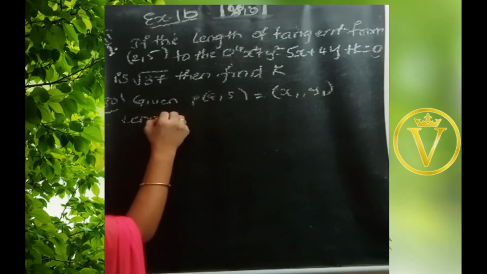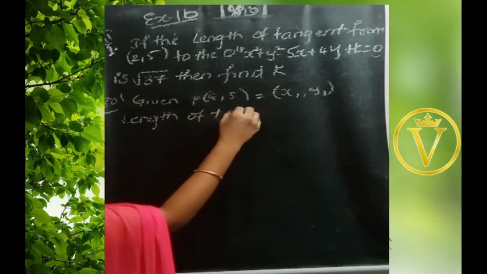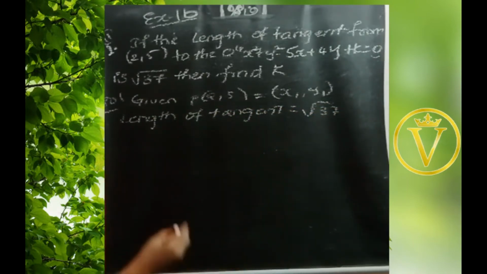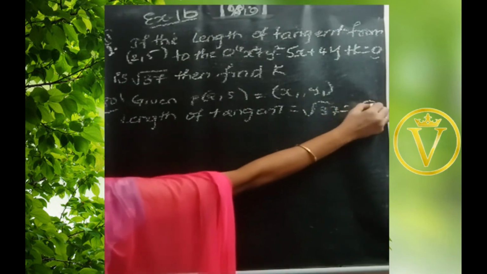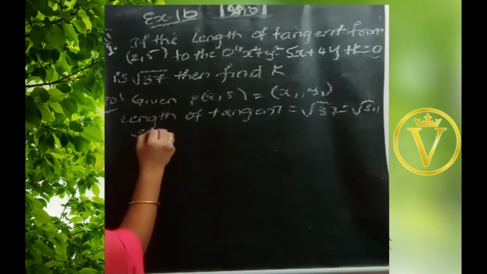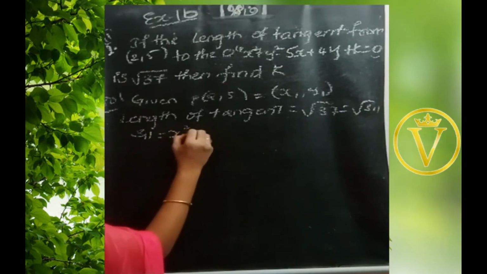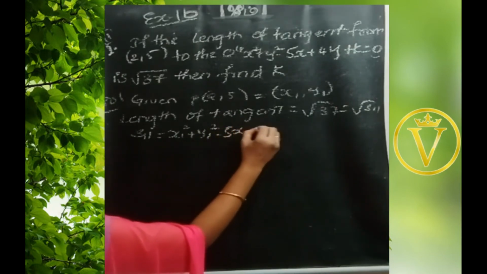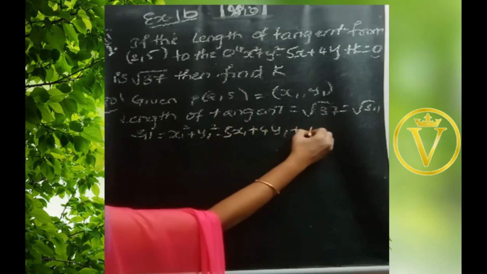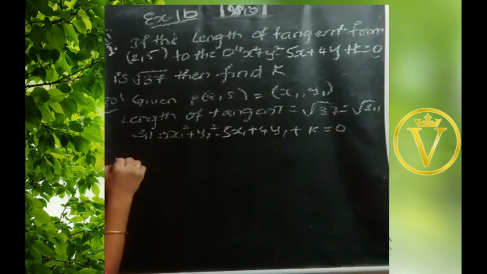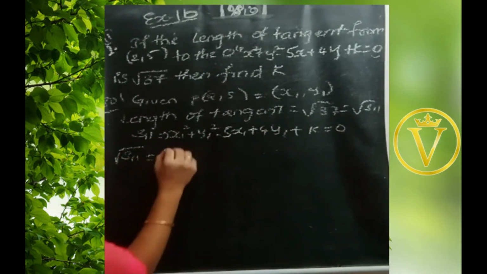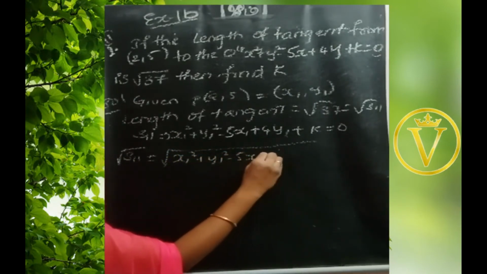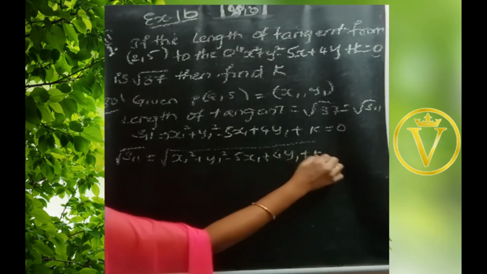Length of the tangent equals root 37, which equals root S11. First we have to find out S11, which is x1 square plus y1 square minus 5x1 plus 4y1 plus k equals 0. Root S11 is root of x1 square plus y1 square minus 5x1 plus 4y1 plus k.